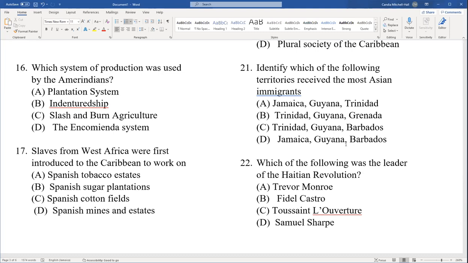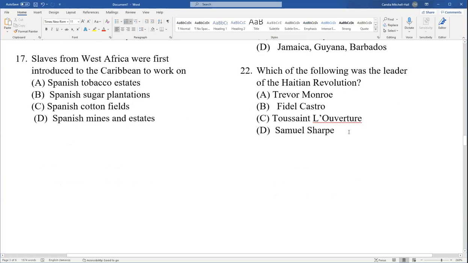I think so, sir, but it was less than Jamaica. Very good. What about C? Why could C and D not be the answer? Because Barbados didn't receive any at all. Very good. Excellent. 22. Which of the following was the leader of the Haitian Revolution?